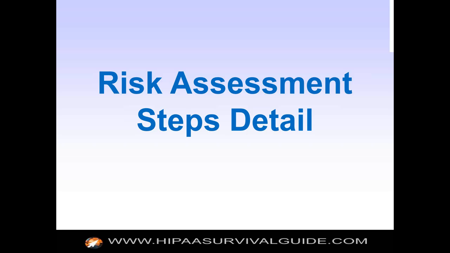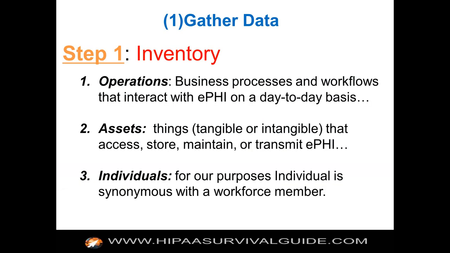So here we go. Step one, inventory. We're going to take each one of these steps and dive into it a little bit deeper. Operations, what does that mean? Again, business processes and workflows. So you ought to have a list of your major workflows, your clinical workflow, your billing workflow, your payment workflow, et cetera, right? Those are lists that you should describe, and how those particular workflows interact with EPHI. You ought to have a list of those.